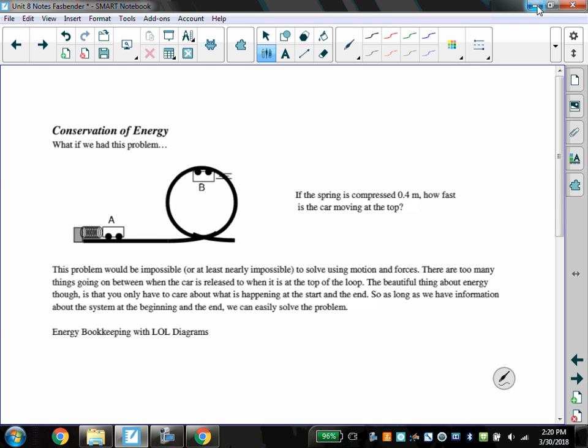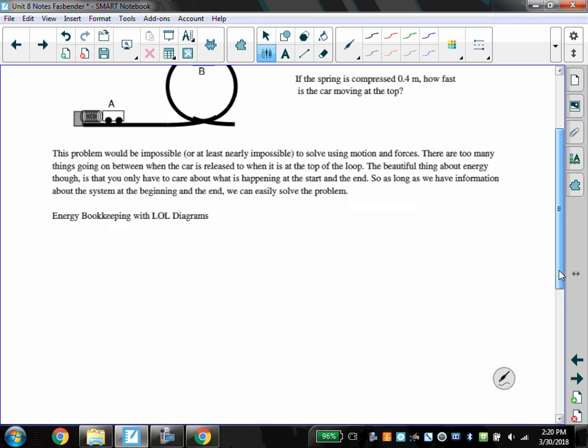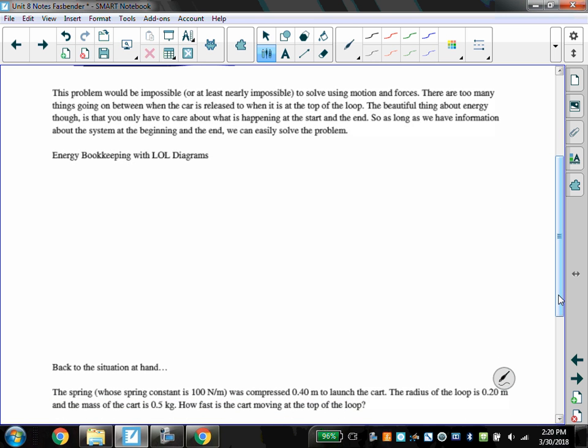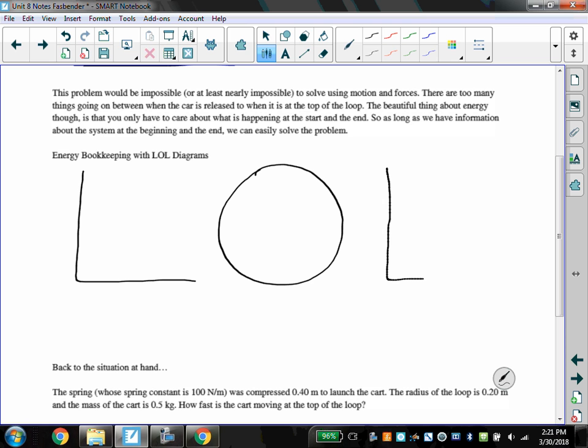So the same thing is going to happen here. Looks like we're going to have some spring energy at the beginning because of that compressed spring, and then it looks like we're going to have maybe some kinetic and some gravitational energy at the end. But just to make sure and to make it easier on ourselves, we have a bookkeeping system. It's called an LOL diagram. And it's called an LOL diagram because it looks like a giant L, O, and L.